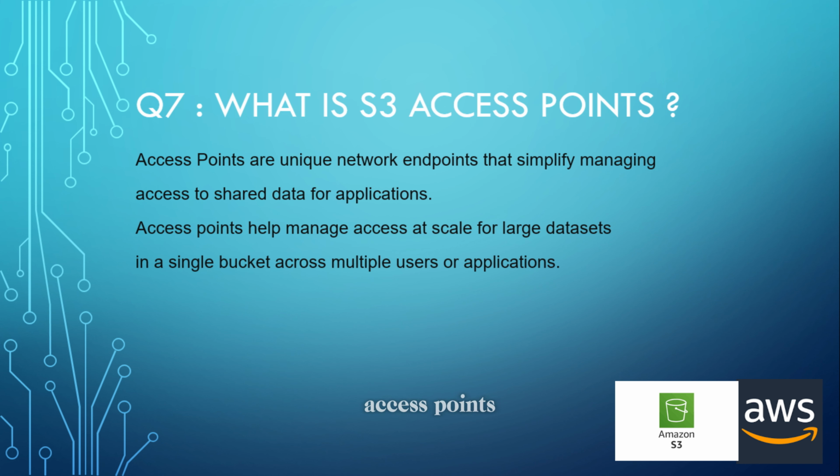Question number 8. What is data replication? There are two types of replication: cross-region replication (CRR) and same-region replication (SRR). Data replication automatically replicates data across different AWS regions or within the same region to improve durability and access.